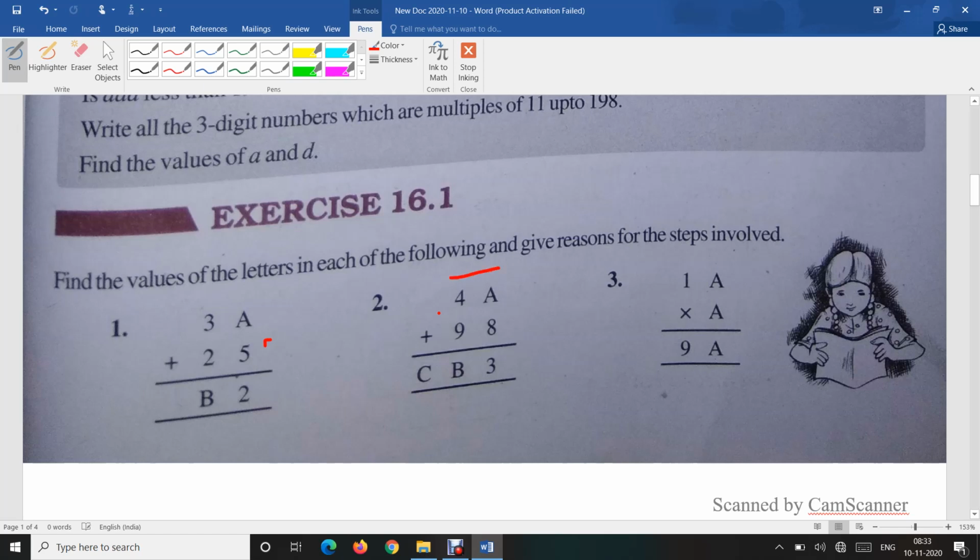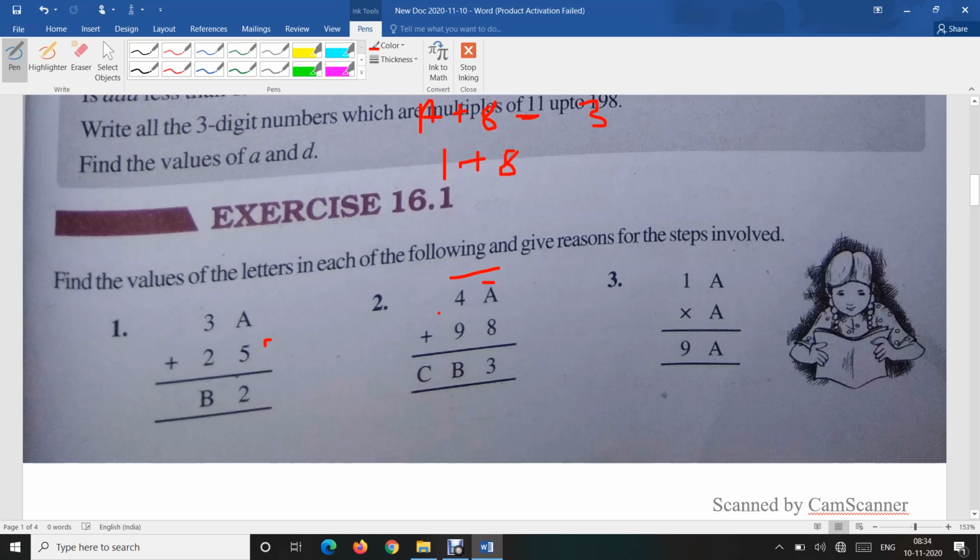Just like you have 4A plus 98 and in the result you have CB3. How can you solve this? 4A, that means at the place of A you should have a value which you add in 8 and get the result as a number whose unit digit is 3. So let us try. A plus 8 should have a number whose unit digit is 3.